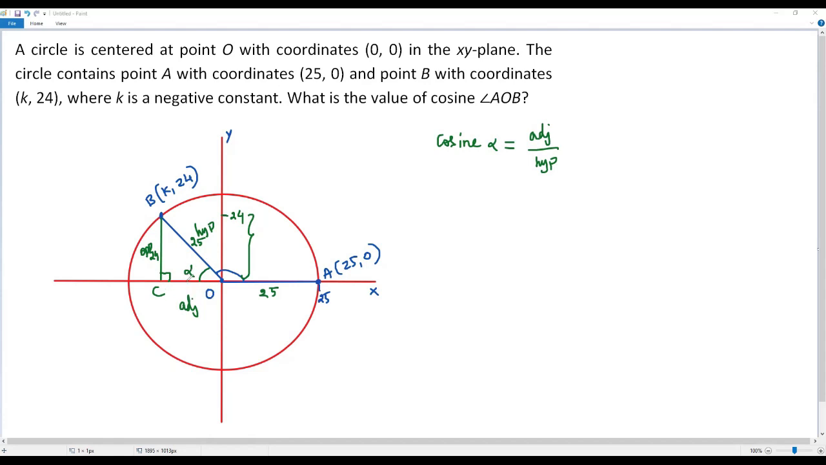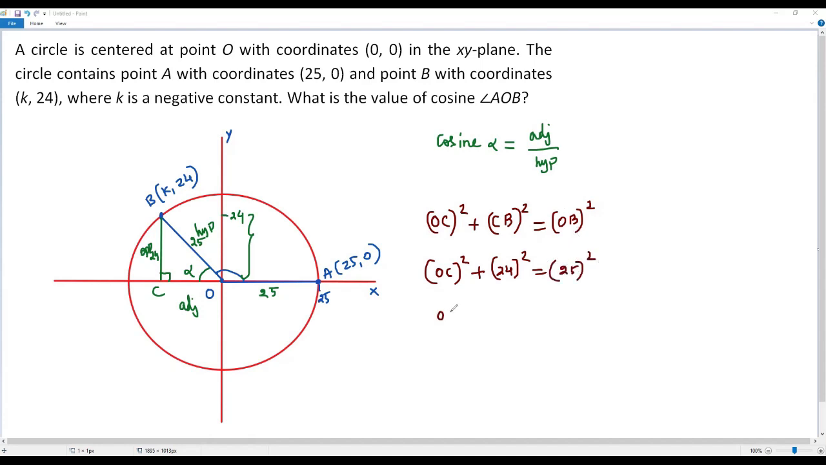Now let me write the Pythagorean theorem in this right triangle OBC to get the length of this side OC. That is, the sum of the squares of the two legs is equal to the square of the hypotenuse. Let me write over here: OC square plus CB square equals OB square. For OC, I do not know the length; that's what I have to find. For CB, that is the opposite side, we have the length, that is 24 square. And for OB, the hypotenuse, we have 25 square.